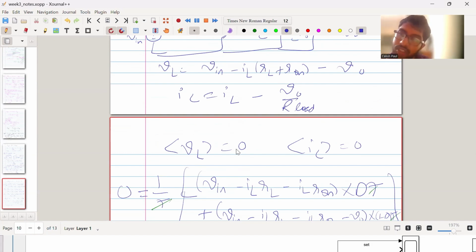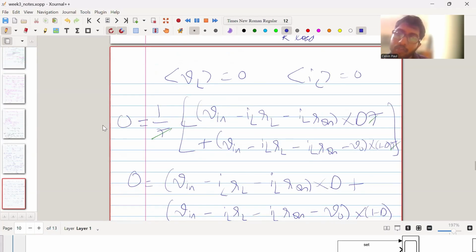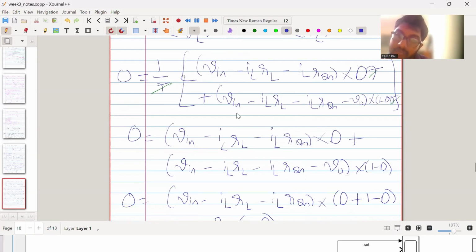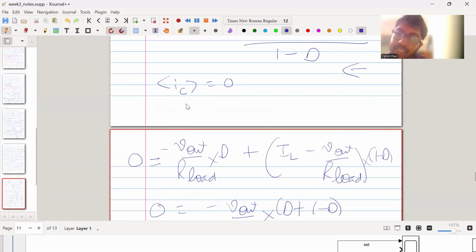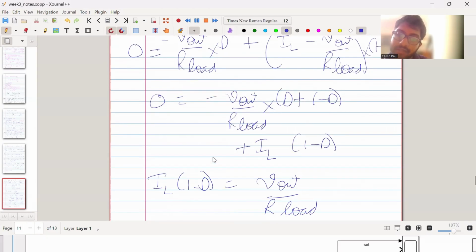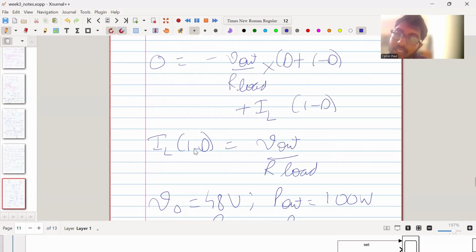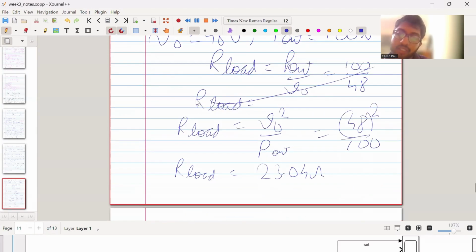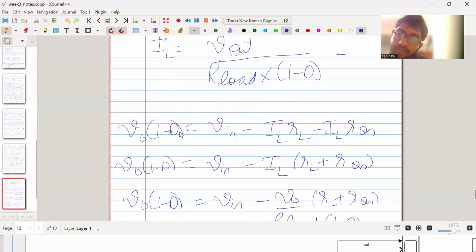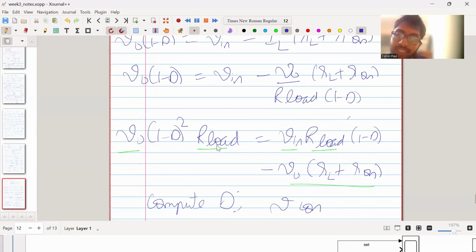So as the inductor is a short circuit, the average voltage across the inductor is 0. And since the capacitor acts as an open circuit, the average current through the capacitor will be 0. So based on that, we took the average values and found the expressions for output voltage. Similarly, averaging the capacitor current, we got these expressions. So again, there are two unknowns: the duty is unknown and the inductor current value is unknown. So we substituted that in, and we got one expression which is given like this.